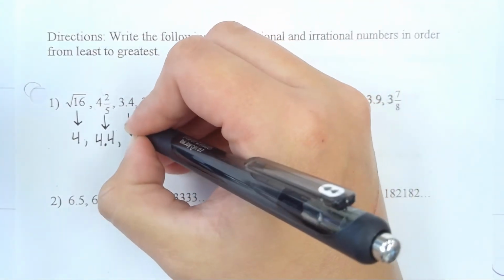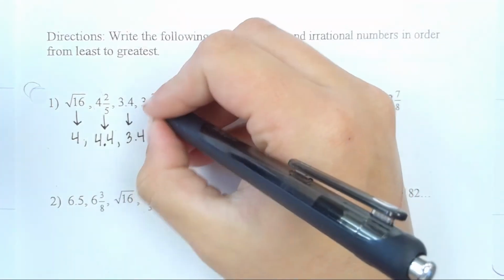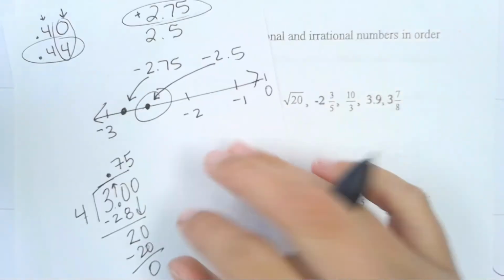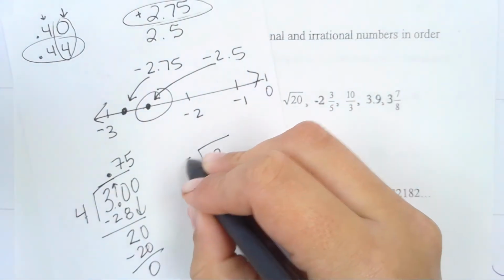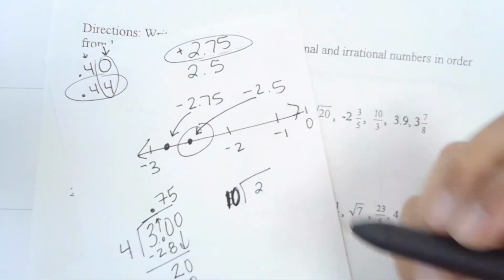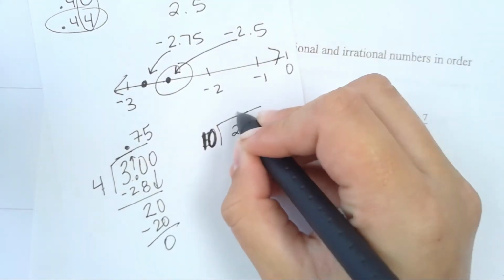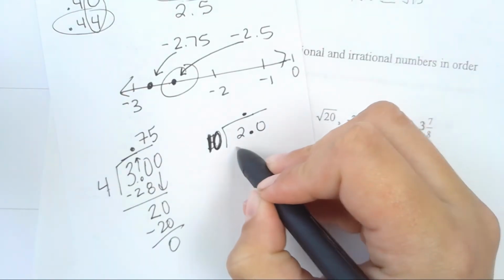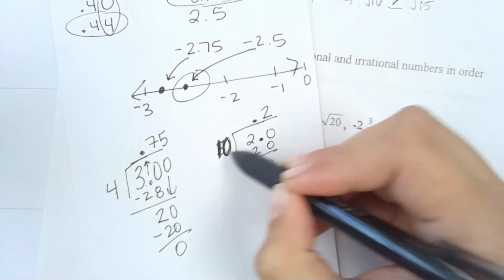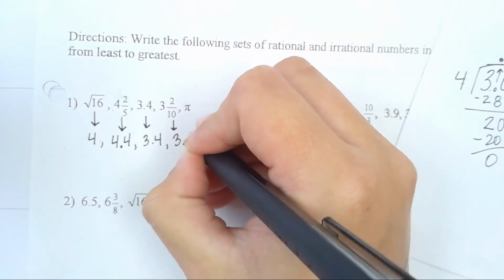Notice how 3.4 is already a decimal, so we're just going to leave it as 3.4. Then we have 3 2/10, so I do want to change that to a decimal. So that is just taking 2 divided by 5. Oh, sorry, 2 divided by 10. Okay. So 10 does not go into 2, so that's when we add our decimal point and a 0. And then 10 goes into 20 2 times. So 2/10 is the same thing as 0.2, which means that 3 2/10 is the same thing as 3.2.